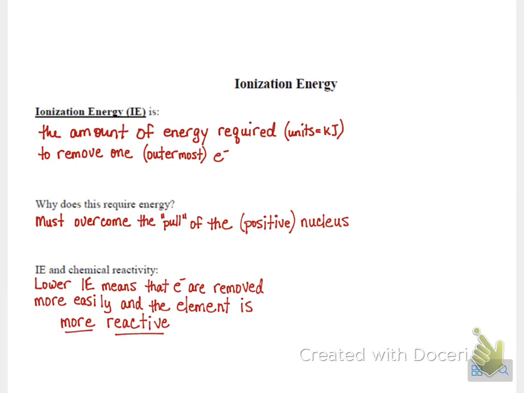Ionization energy is related to chemical reactivity. If an atom has a lower ionization energy, that means electrons are removed more easily, and therefore the element is going to be more reactive. So often we'll describe reactivity in terms of ionization energy.